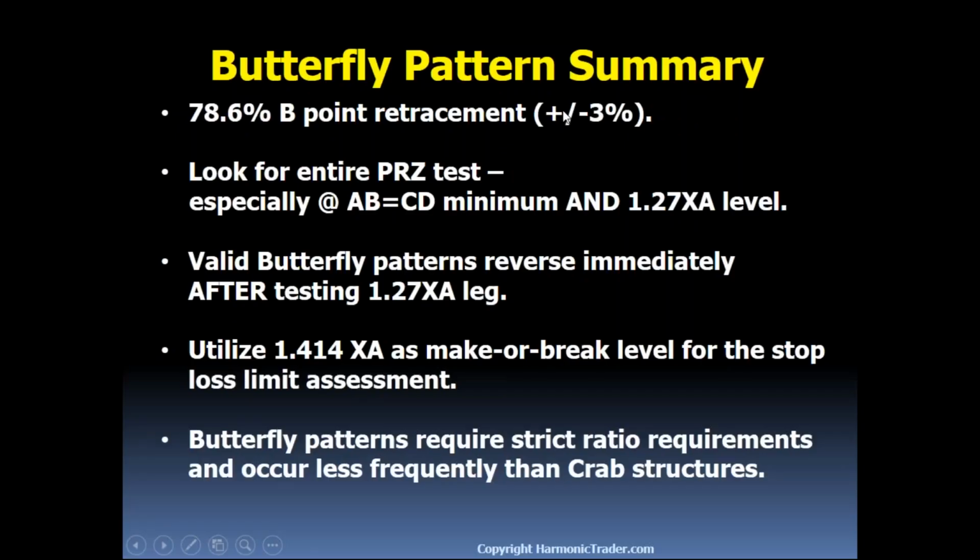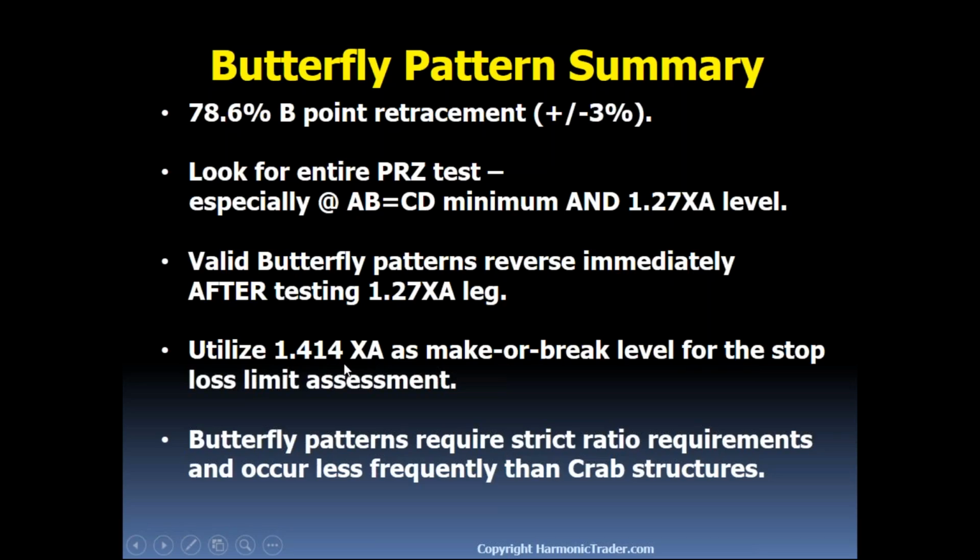Butterfly pattern summary. Now again, like the Gartley, the butterfly is a strict interpretation of rules. We look for the .786 plus or minus 3%. We also look for that entire PRZ test with the ABCD minimum and 1.27 XA minimum. Now valid butterfly patterns are going to have price action that reverses immediately after testing that 1.27 XA leg, and that's important. We saw that in the prior example where the price action was capped and that rally stalled right in that zone and then rolled over quickly.